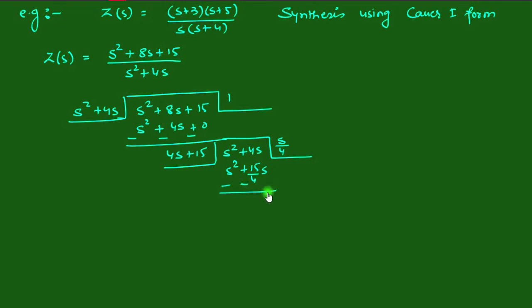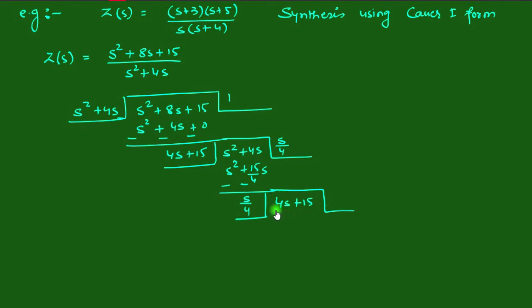Changing the sign, these two will cancel out and the difference between these two will be s by 4. Now this is the new remainder. This new remainder will become our new divisor and the old divisor will become our new dividend. That is, writing 4s plus 15 here.